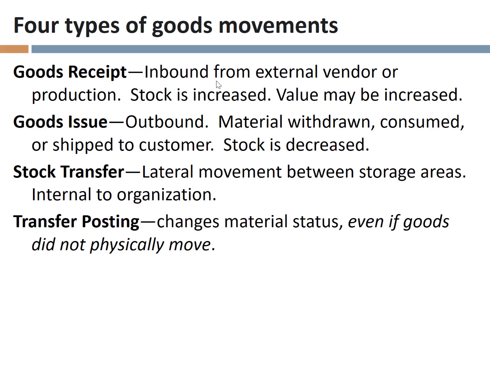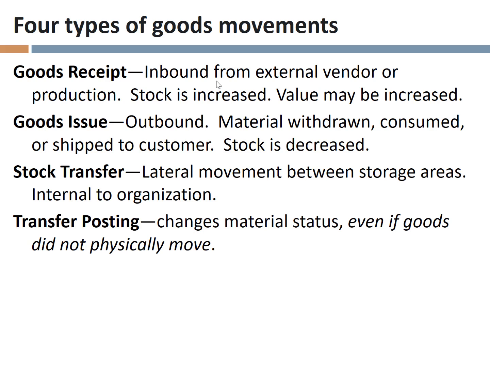Because, and this is one of those weird questions that might show up from time to time, true or false: you can have a goods movement even if the goods don't physically move. And the answer is yes. Although a goods movement typically does signal that materials were in one place and they're going someplace else, we can actually have a transfer posting that is a goods movement that just lets us change the stock status.